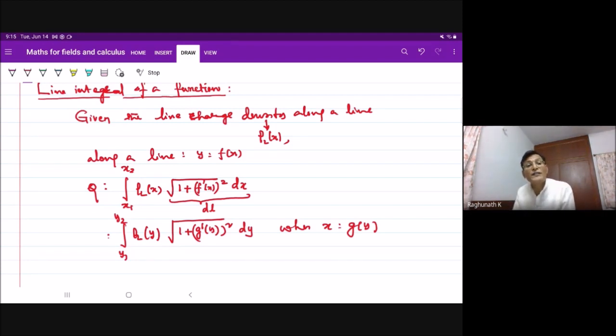Then if y is equal to f of x, that is, x is equal to g of y, where g is the inverse function to f. Check it. There are several cases. Please check whether these things are clear to you or not, because I don't want to give all the cases in this. Line integral of a function. That function is this. Next.